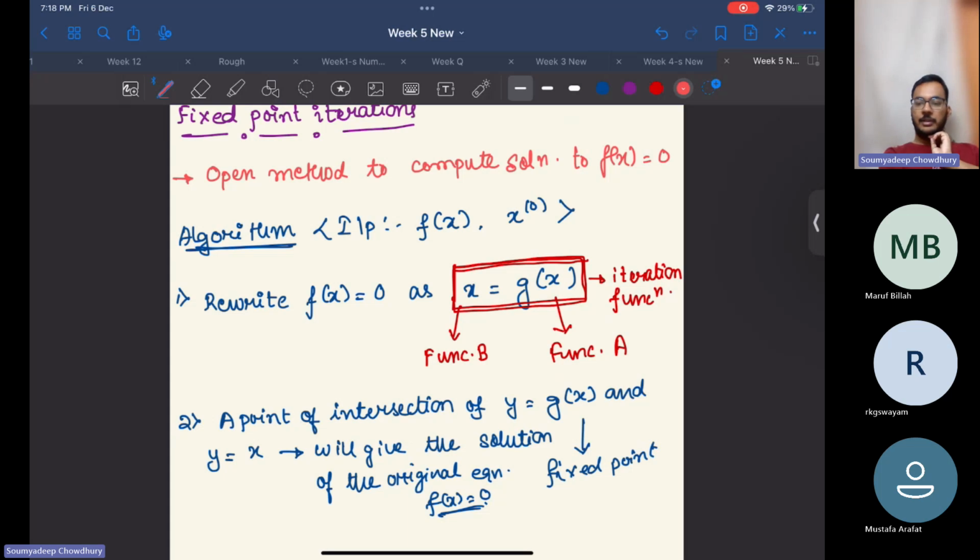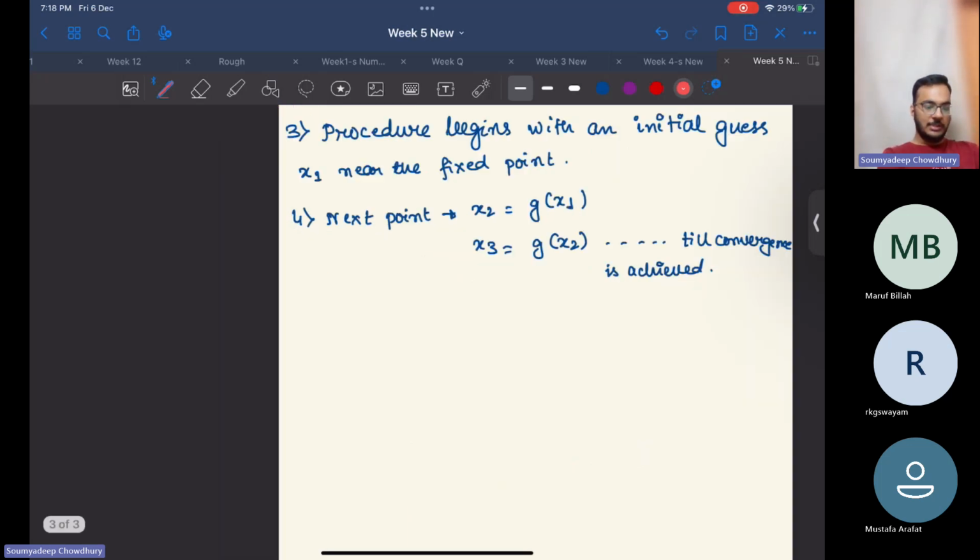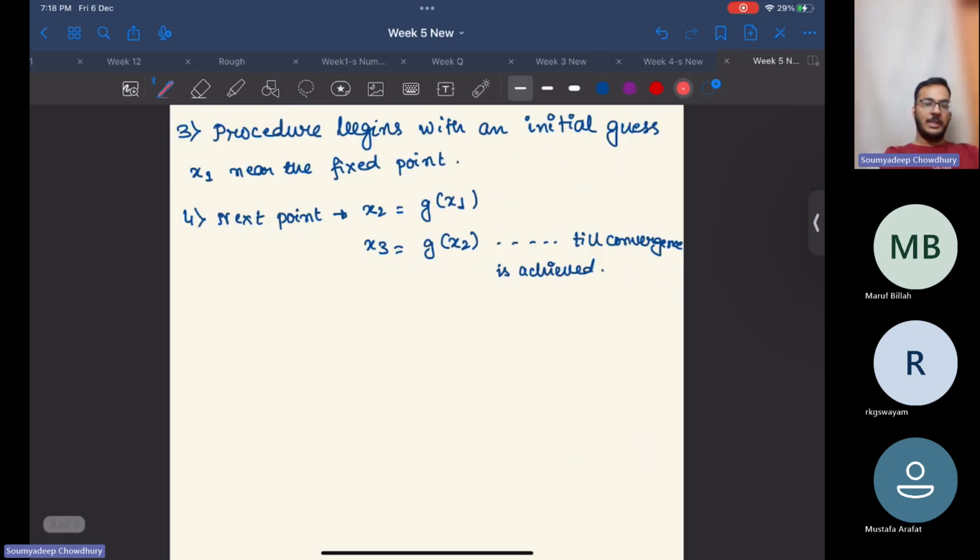Now in the iterative technique, we'll be given an initial guess to the solution, which will be near that solution. Using that initial solution, we find out the next point in the solution, which is x2. x1 is the initial solution. x2 will be given by g of x1. Then we'll see x3 equals g of x2. Similarly, we will continue till convergence is achieved.